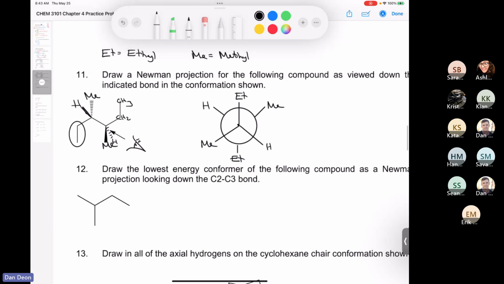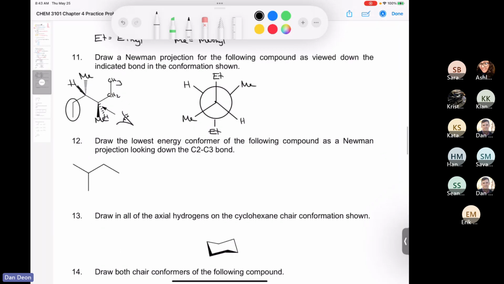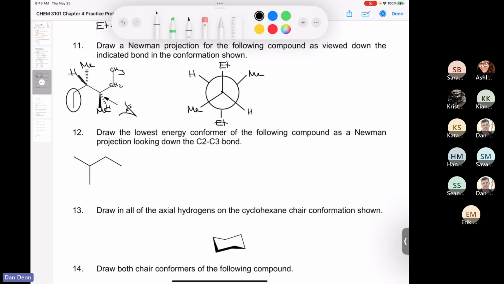Okay, let's take a look at this one. It says draw the lowest energy conformer of the following compound as a Newman projection. So you have to know a little bit about nomenclature to know what the carbon 2, carbon 3 bond is. 1, 2, 3, 4. This compound is 2-methylbutane. And so what we're going to do is we're going to look down.